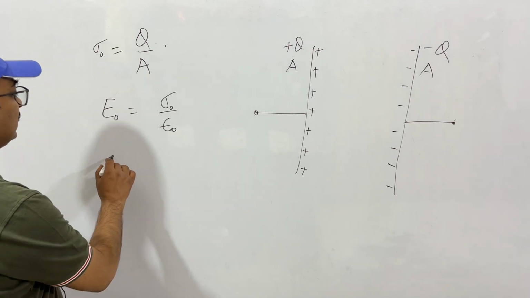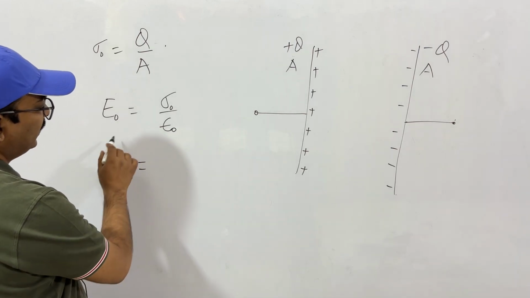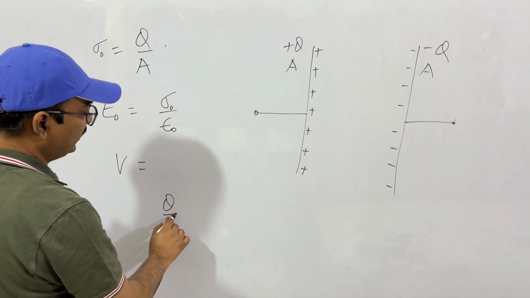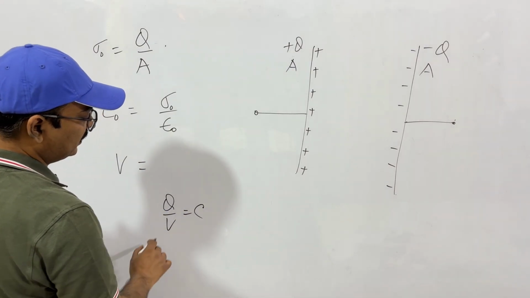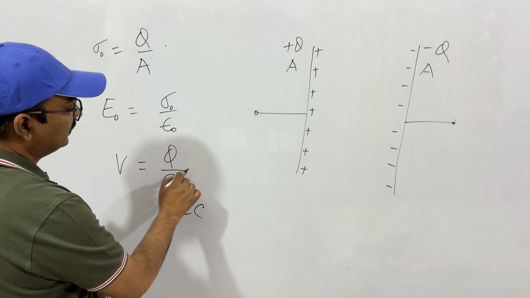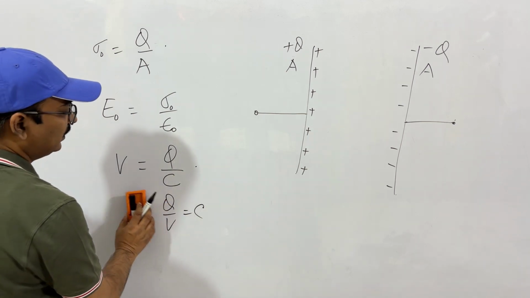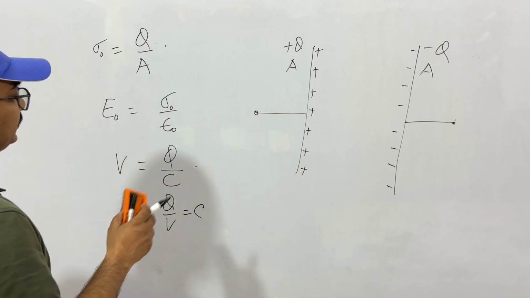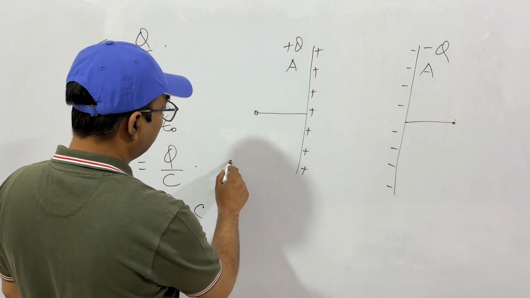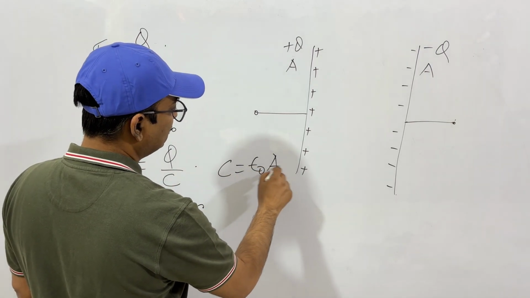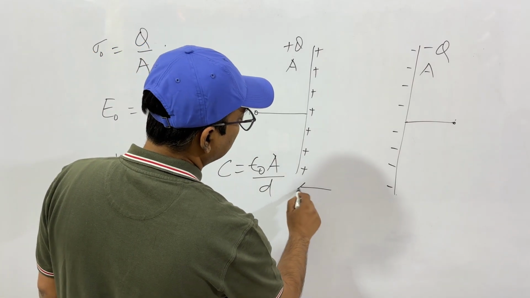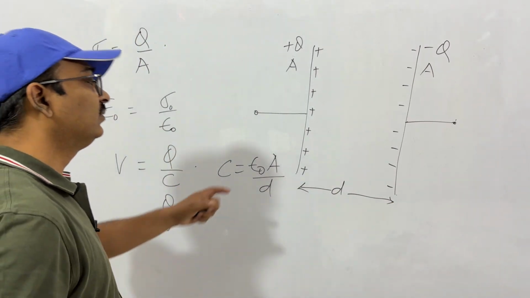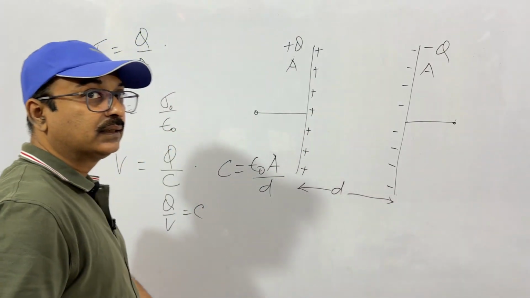And the potential V is what? Q by V is C, Q by V is the capacitance. So V is Q by C. You have these relations. I'm just revising, giving you a recap. And one more relation we have about capacitance, that is epsilon 0 A by D, where D is this distance. So this is when we have a vacuum inside this capacitor.